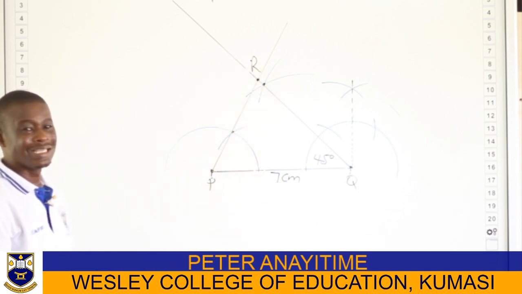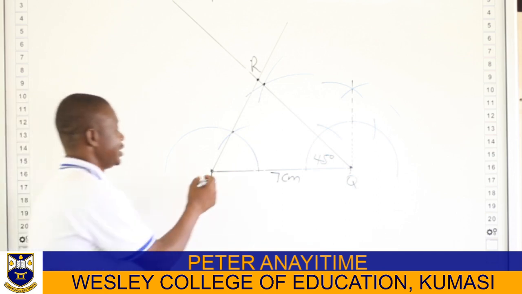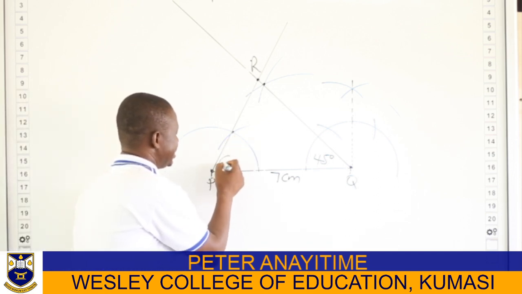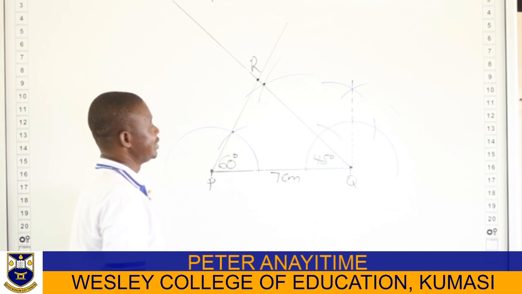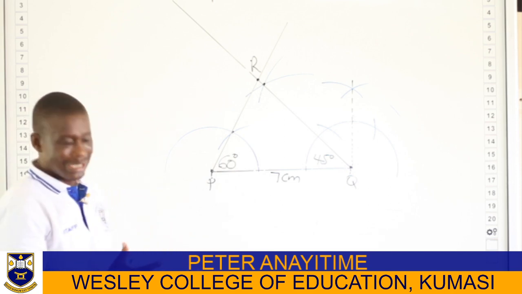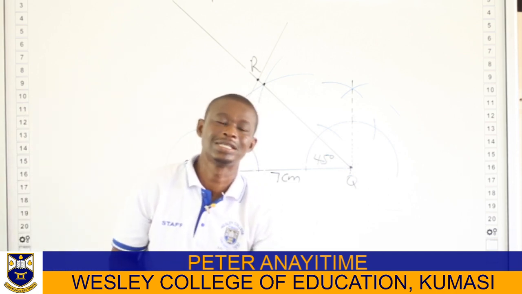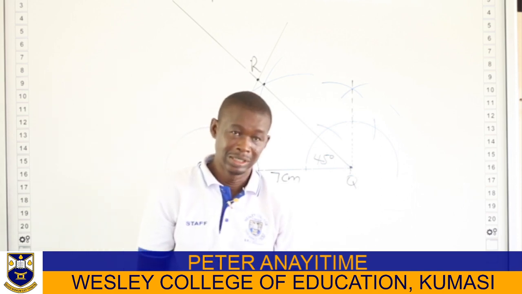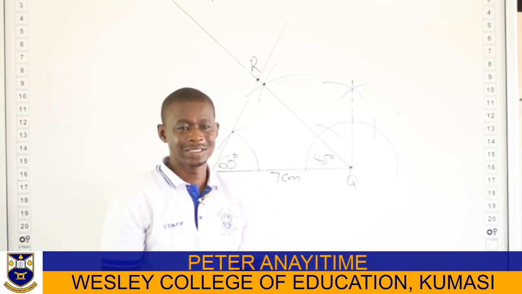And what is the size of angle P? That is RPQ is 60 degrees. So that is how you can construct a triangle when you know two angles and a side.